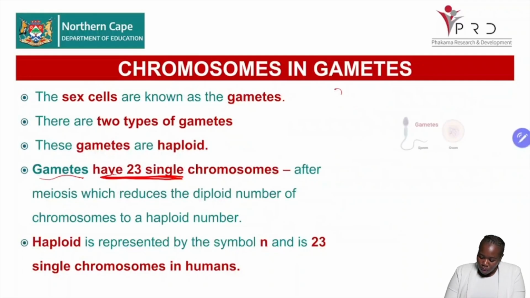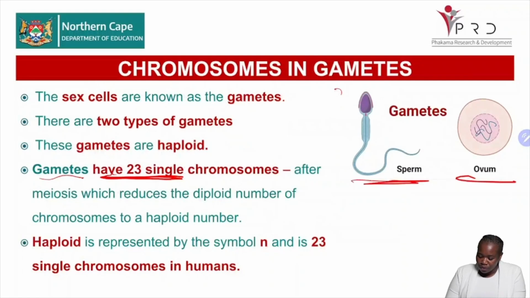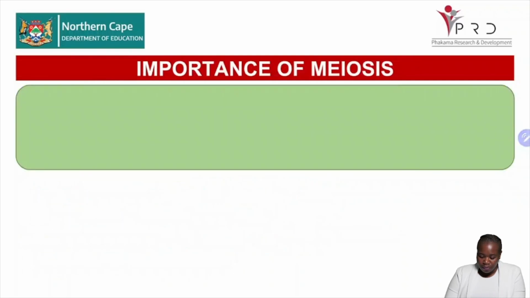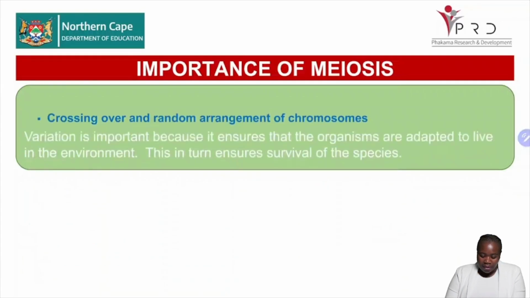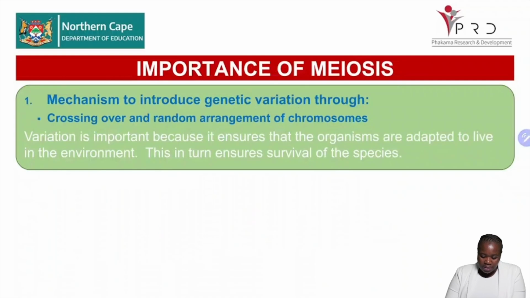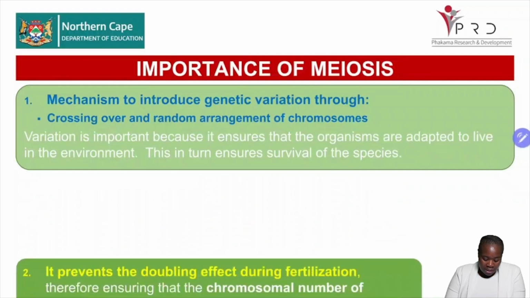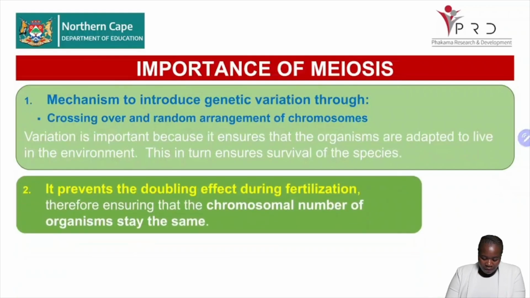Okay, so the gametes, as I said, we are referring to the ovum and the sperm cell. So make sure that you remember that the ovum and the sperm cell are our gametes or our sex cells, right? Then why do we experience meiosis? Why do the cells in our body go through meiosis? Why is meiosis so important? We're going to be looking at three importances of meiosis. The first one is that it is a mechanism that introduces genetic variation. How does it introduce genetic variation? Through two things.